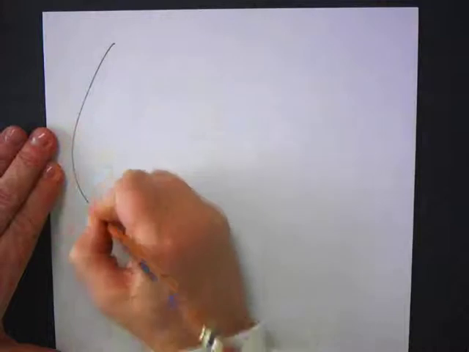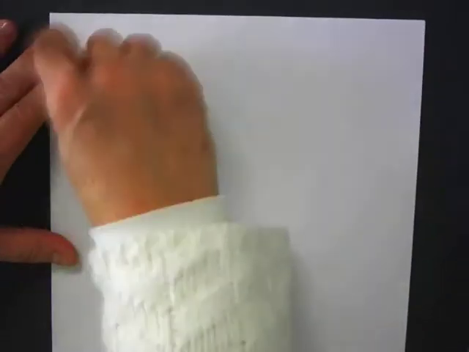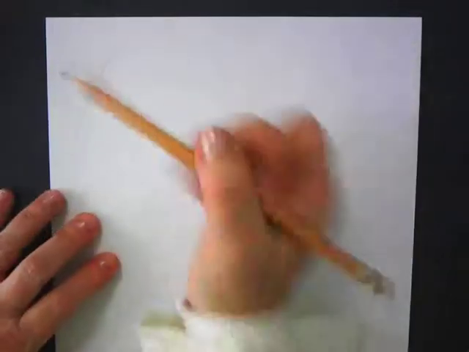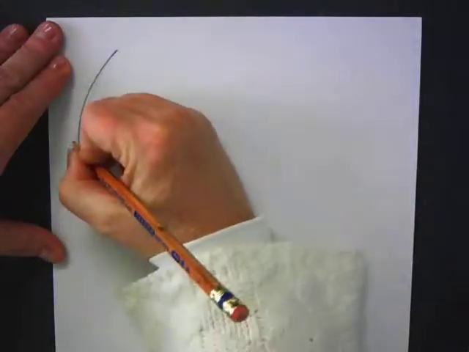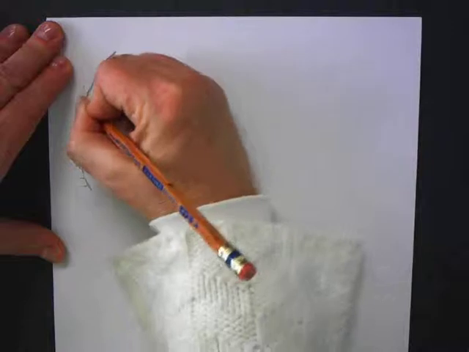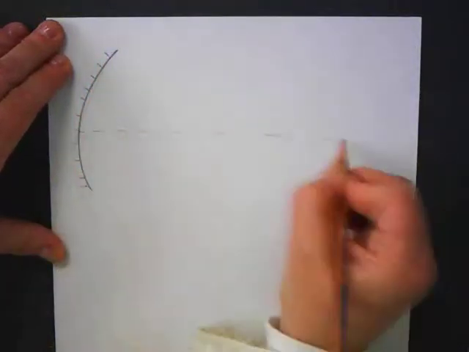So now I want to see what kind of image we create if I put the object close to the mirror. And remember, that was my little orange guy. I put him close to the mirror, and the image was upright and magnified.